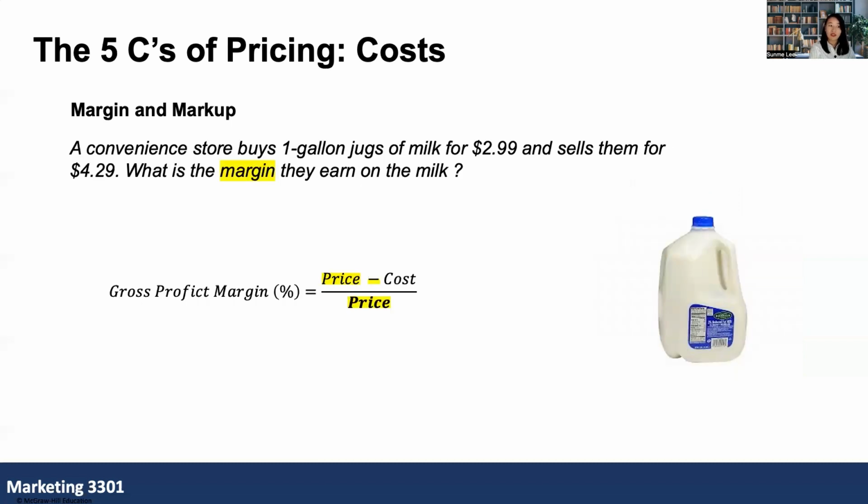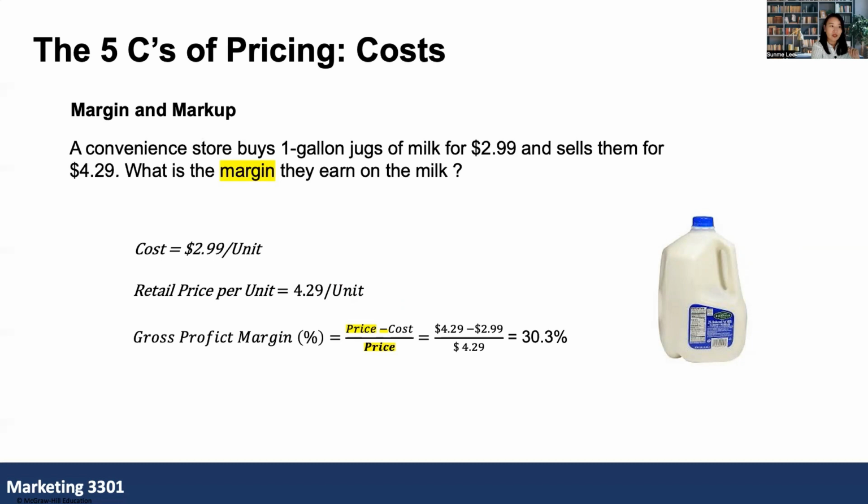And the next question, you need to calculate margin. So I want you to stop here and solve this question by yourself and then come back to the lecture. The equation of the margin is price minus cost divided by price. The important information here: the cost is $2.99 per unit, and the retail price is $4.29 per unit. So to calculate the margin, we first do price minus cost to calculate the profit, and then divide it by price. Then we have a 30% margin here.